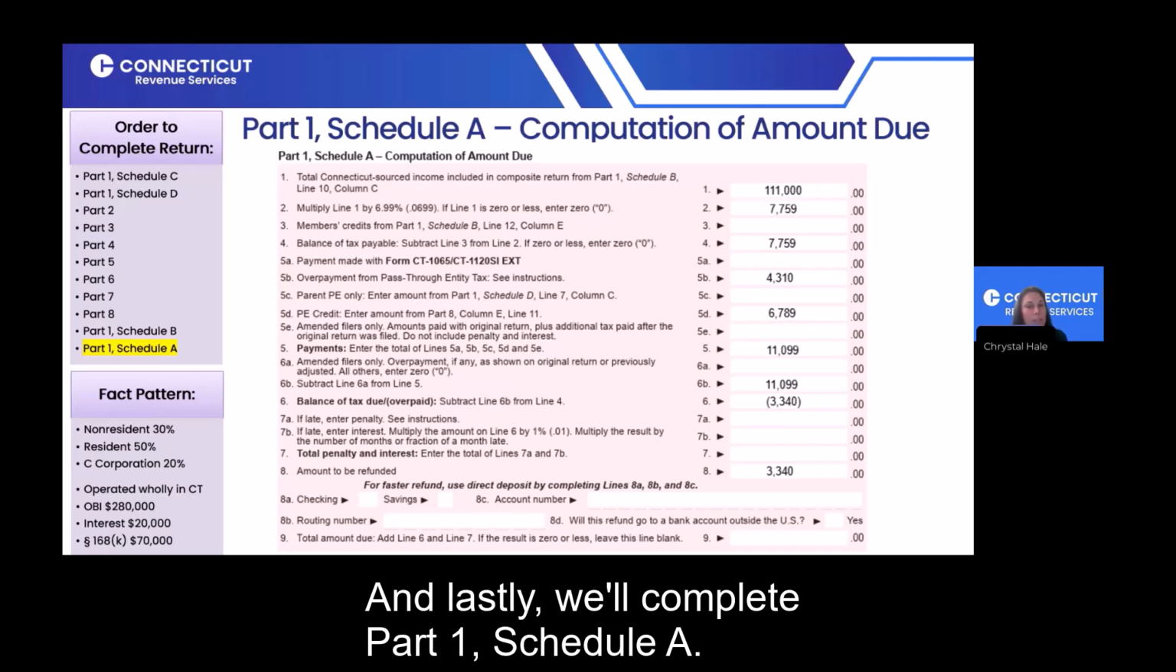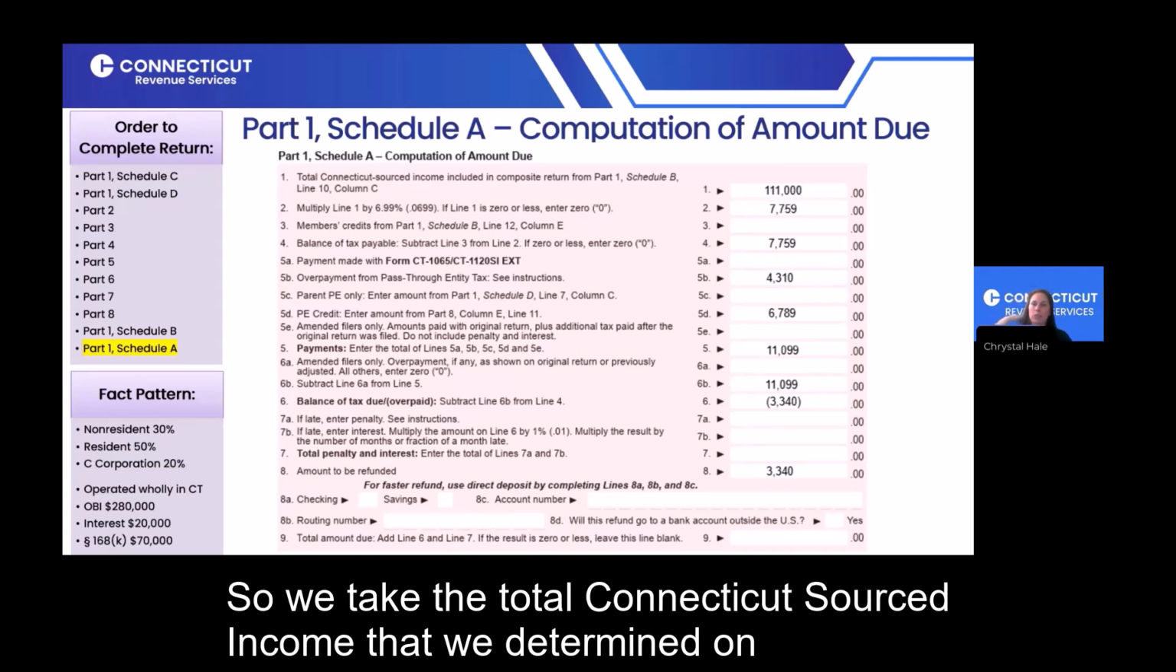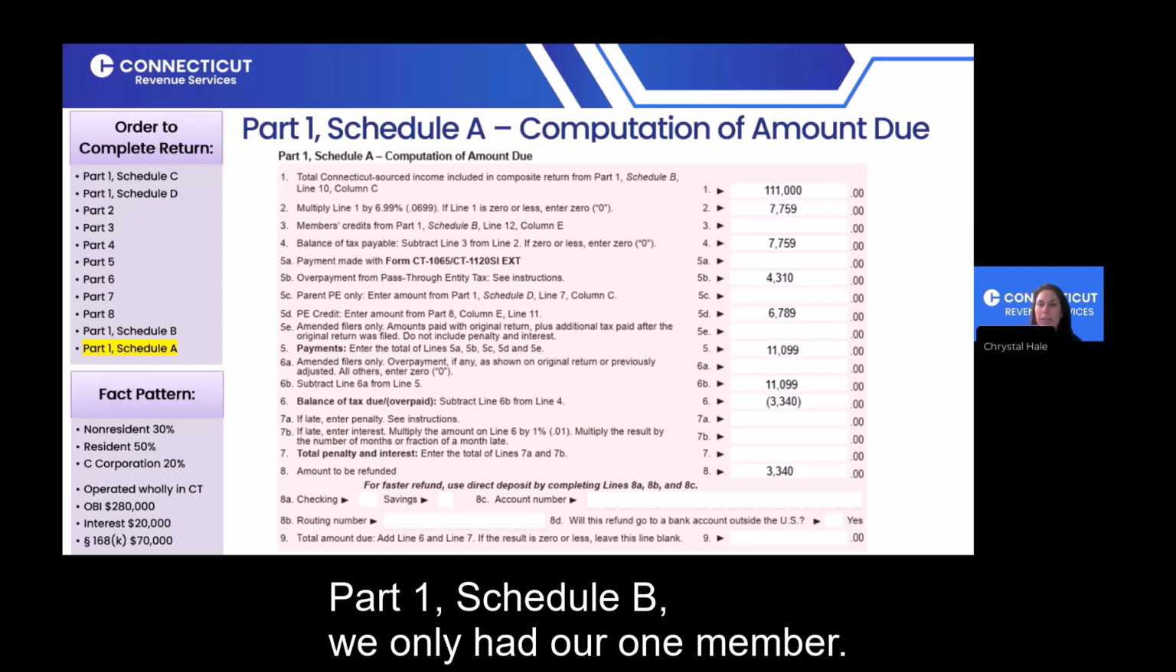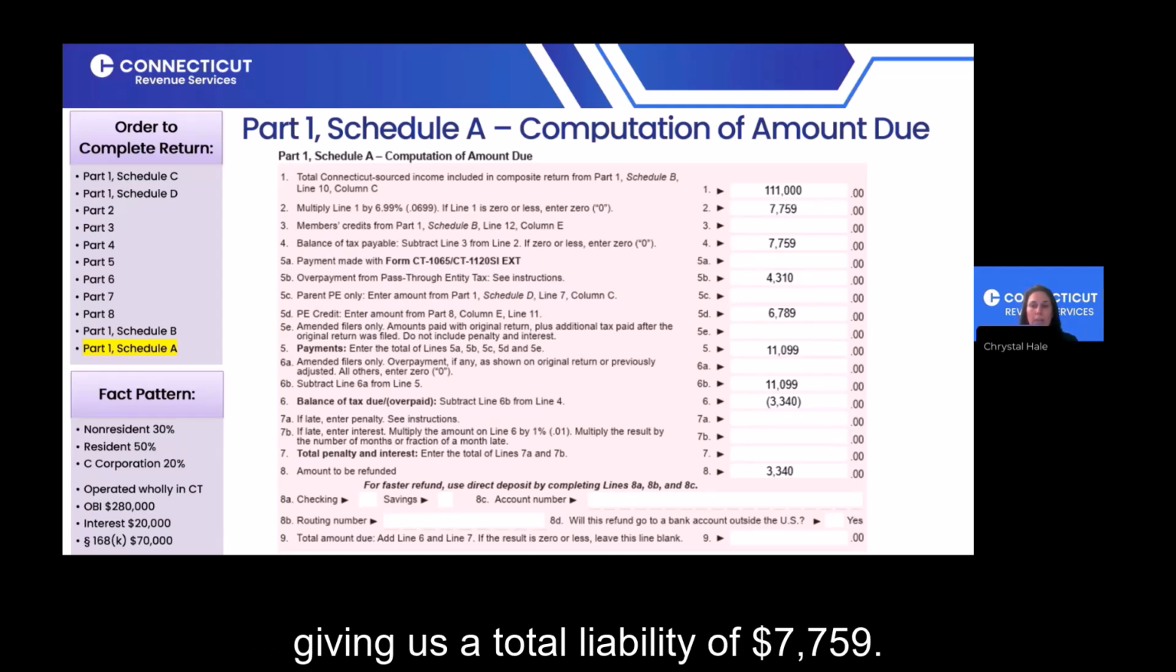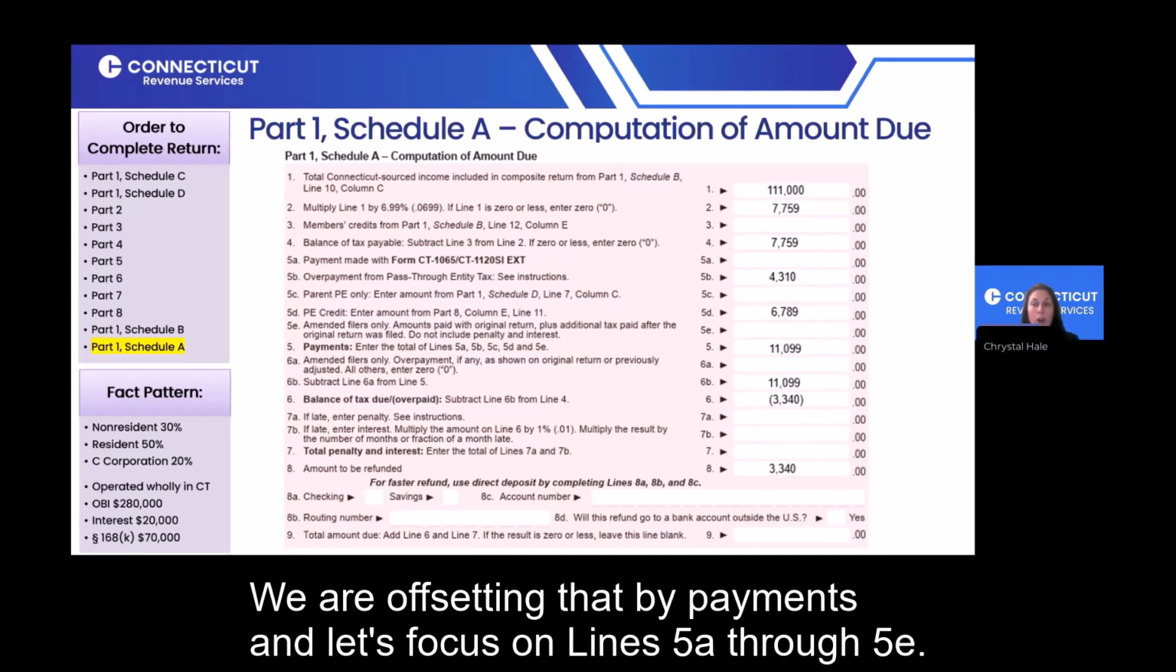And lastly, we'll complete Part 1 Schedule A. So we take the total Connecticut source income that we determined on Part 1 Schedule B. We only had our one member, so that was $111,000 of Connecticut source income at the 6.99% tax rate, giving us a total liability of $7,759. We are offsetting that by payments. And let's focus on lines 5A through 5E.